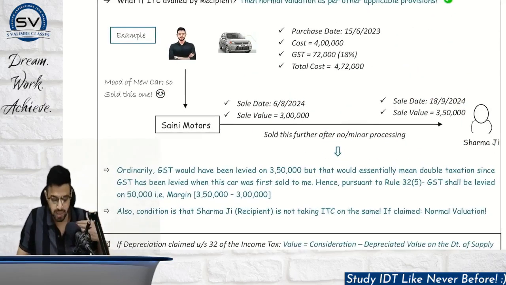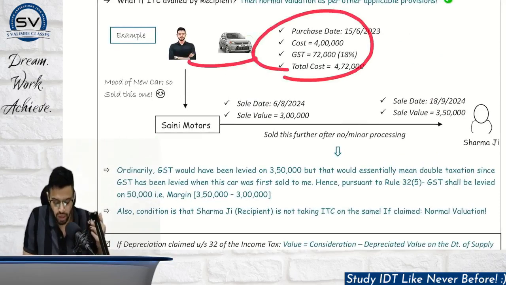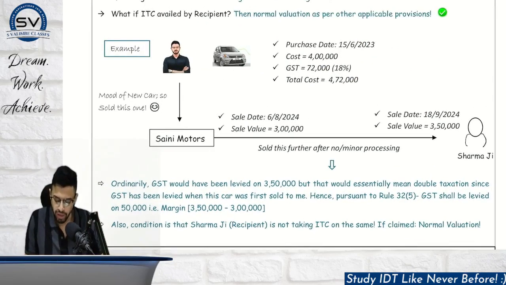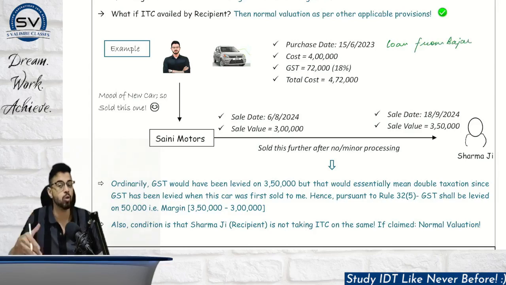Now, my focus is on this case of repossession. What if I took a loan of 4 lakh rupees, or 4 lakh 72, whatever it is, let's just write it like this, loan from Bajaj Finance. And now I was not able to pay off my loan.